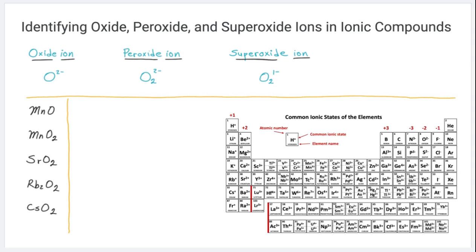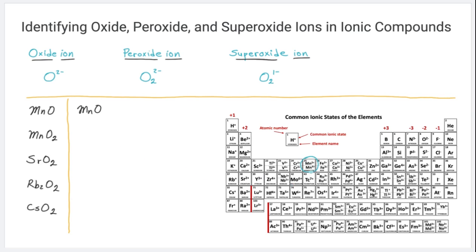The first one that I would like to solve is this, and I'm going to show you how to identify what type of ion this oxygen is. Notice that what we have here is manganese, right? Manganese is right here.